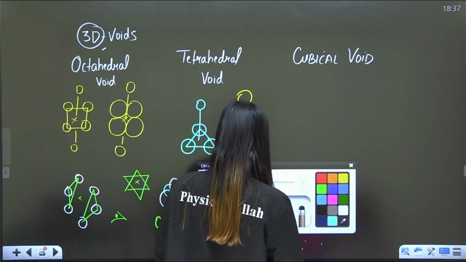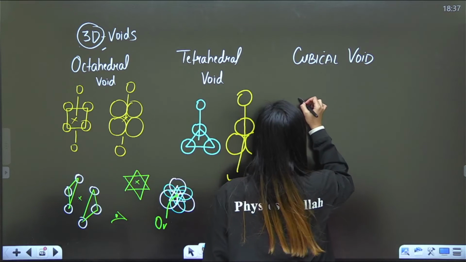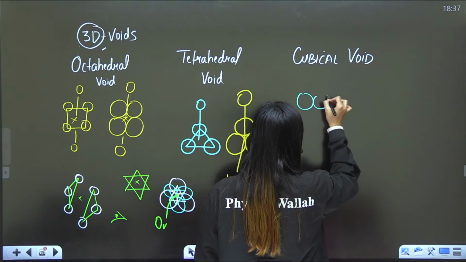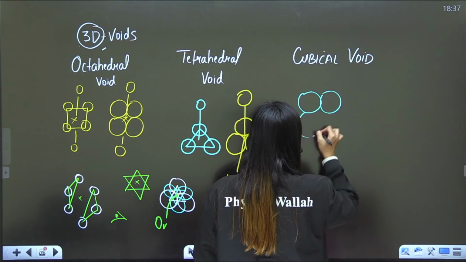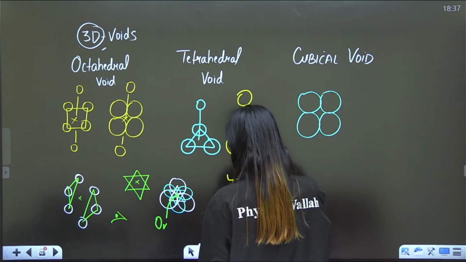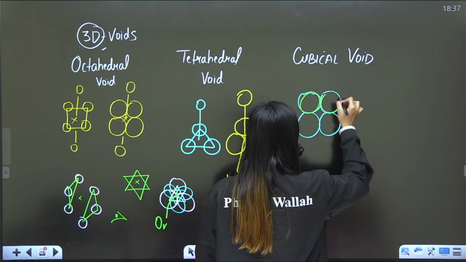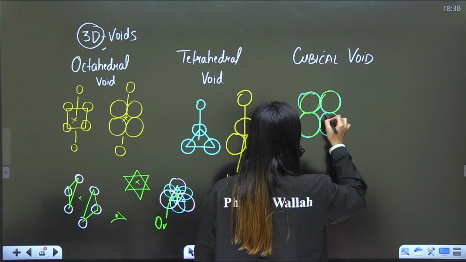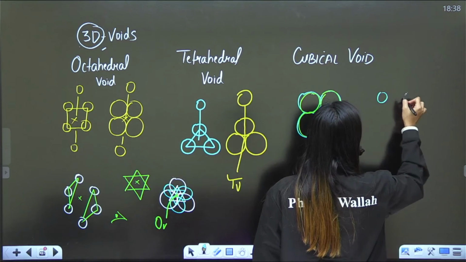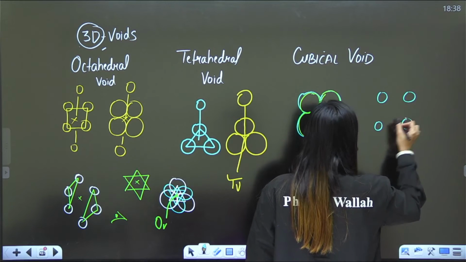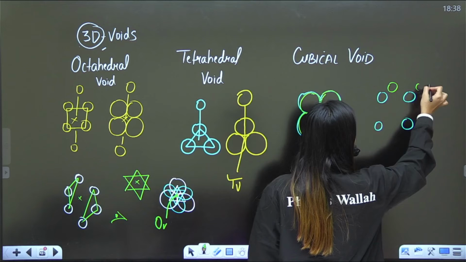How does a cubical void form? So now for a cubical void, my dear students, you have atoms like this, and you have exactly the same atoms above them. I am drawing them with a different color so you'll get it. So if you try to draw them, you will have 4 atoms of blue, and then let me draw 4 atoms of green.